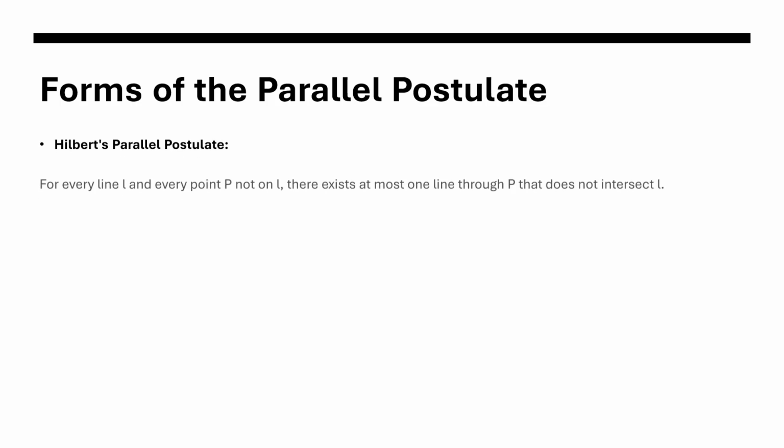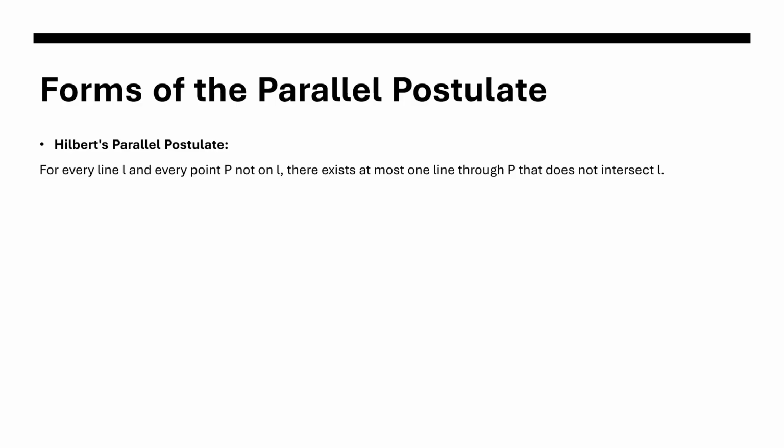So we have here forms of the parallel postulate. We have Hilbert's parallel postulate. Here, for every line L and every point P not on L, there exists at most one line through P that does not intersect L. So this is Hilbert's parallel postulate. Notice that there is a term there, at most. So notice the careful wording: at most one.